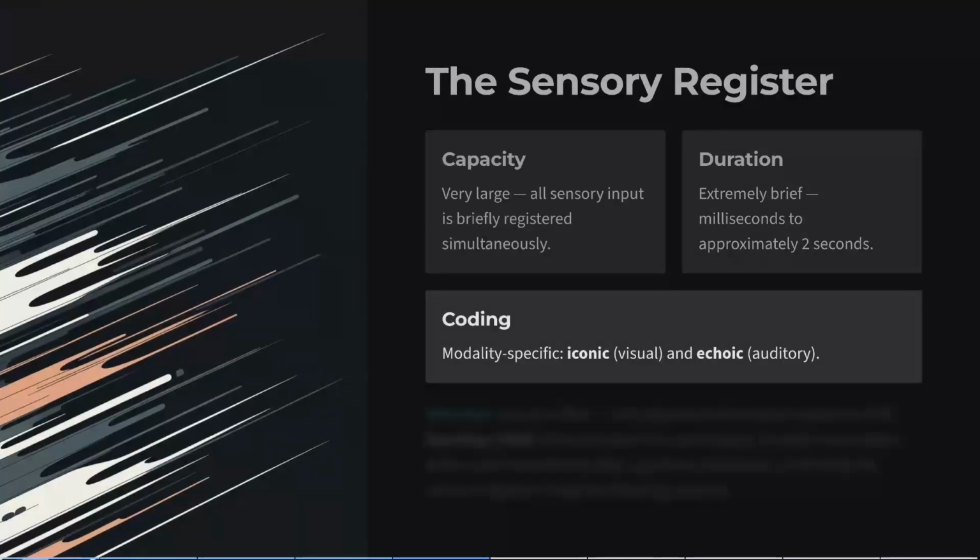The sensory register uses modality-specific coding, and that means information is stored in the same format it arrived in. Visual information is stored visually. This is called iconic memory. Auditory information is stored as sound. This is called echoic memory. The sensory register does not yet interpret or transform the information. It just holds the raw sensory impression momentarily.